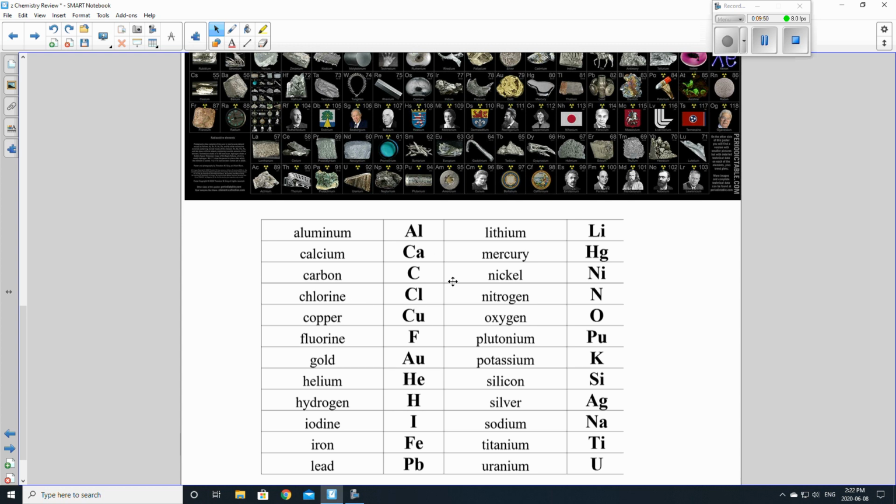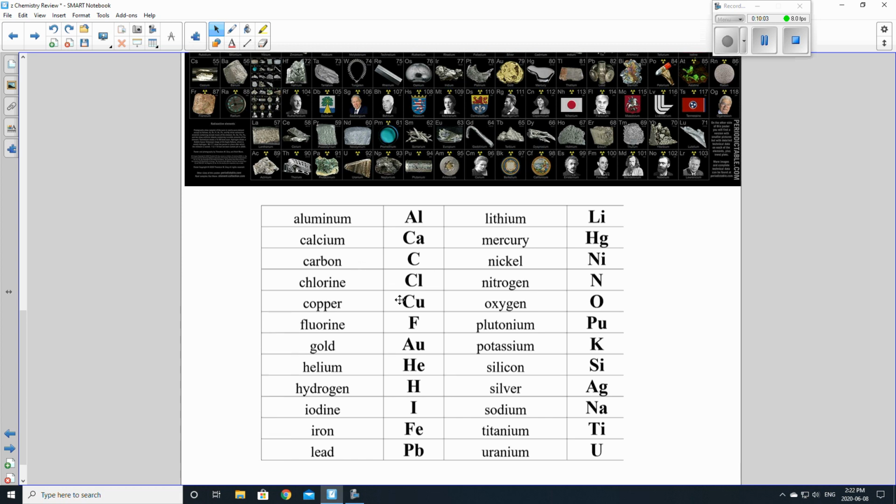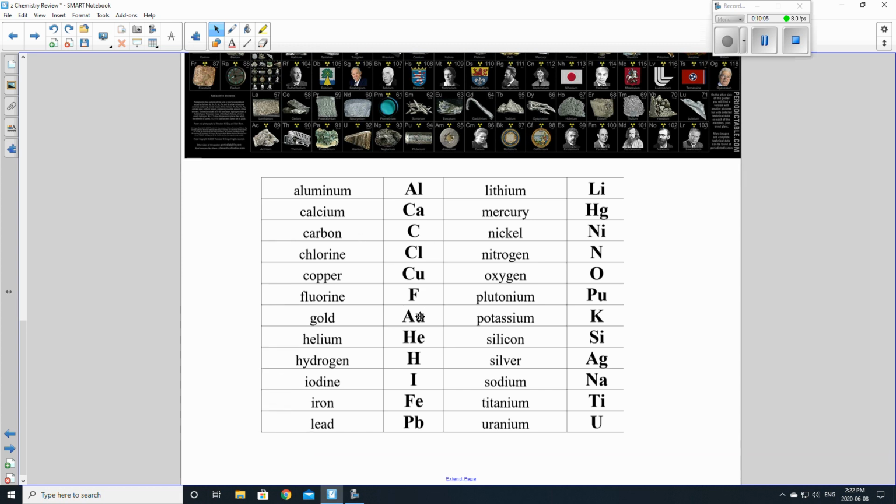So please make note, I put these together on purpose because they all begin with C, and it's very easy to confuse them because calcium and carbon both have Ca in them, right? But only one of them is the symbol for carbon, okay? There's fluorine, gold, helium, hydrogen, iodine, iron. Some of them are funny, right? Because they don't even begin with the correct letter, so to speak. But it's because of the Latin name.